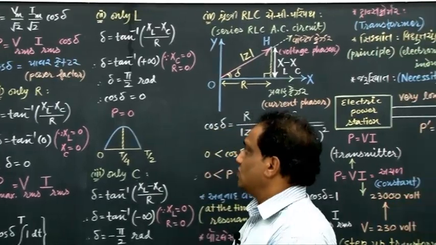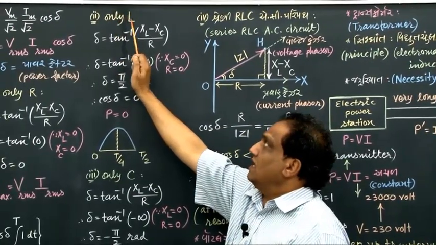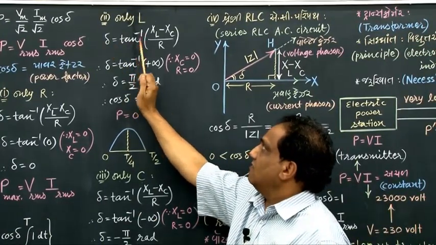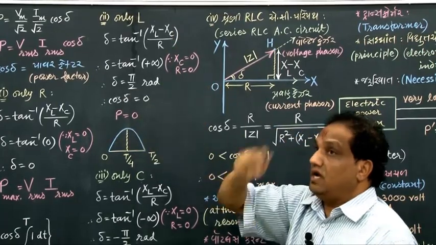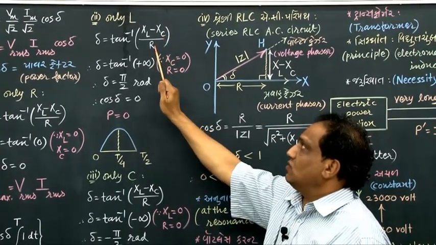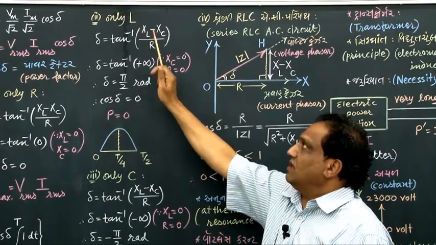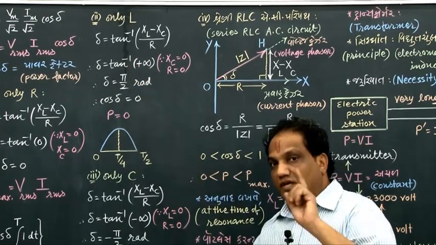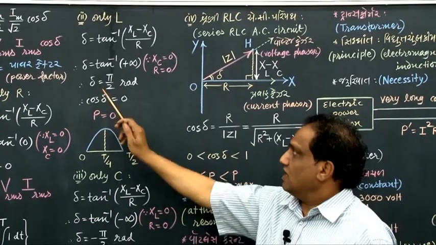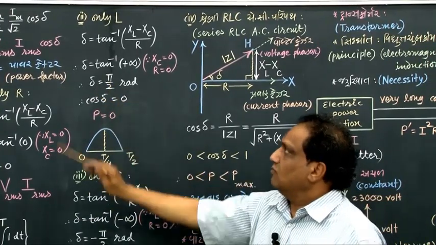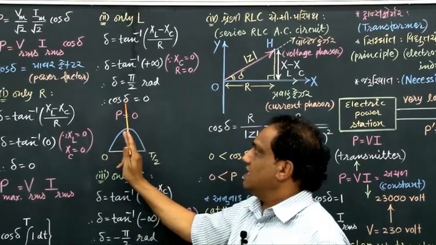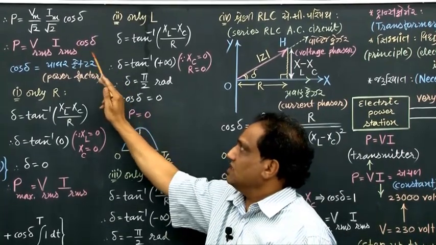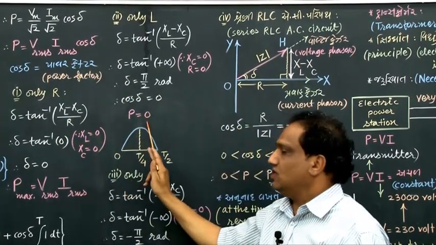Okay. Now let's go for the second type of circuit in which only inductor is there in the AC circuit. You know the formula of delta, tan inverse of XL minus XC upon R. Only inductor is there, so XC equals 0, R equals 0. Now a positive number divided by 0 will give you plus infinity, and tan inverse of plus infinity gives you plus pi by 2 radian. So delta is at present plus pi by 2 radian. Put it here. You know cos delta. Delta is plus pi by 2. Cos pi by 2 is 0. When cos delta is 0, naturally power consumed is 0.